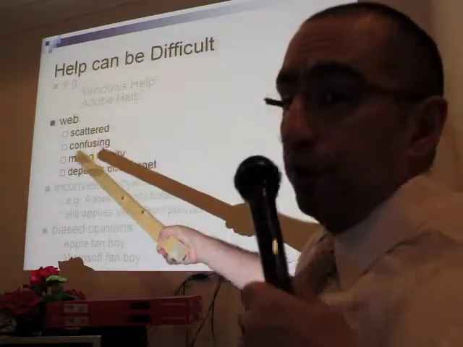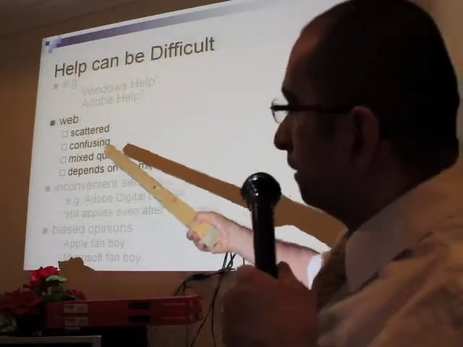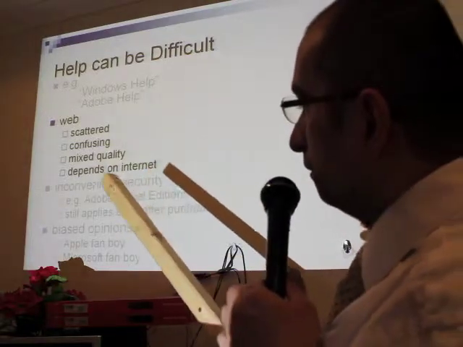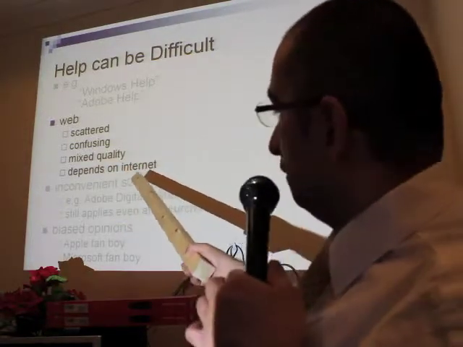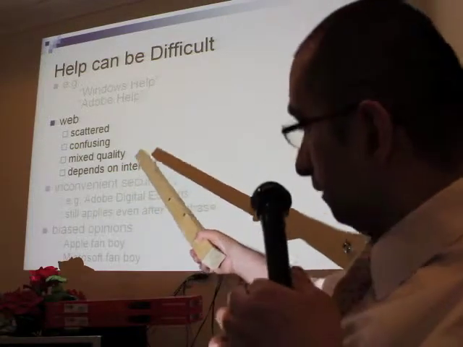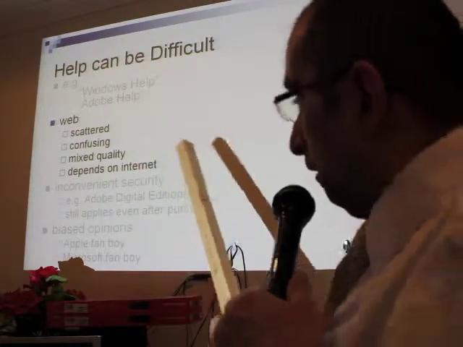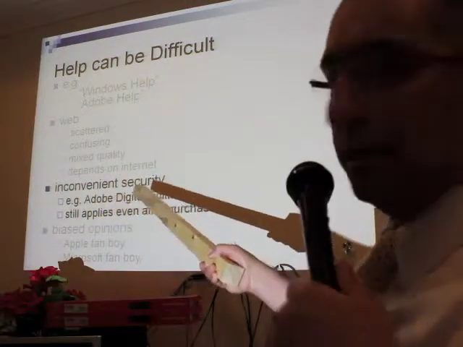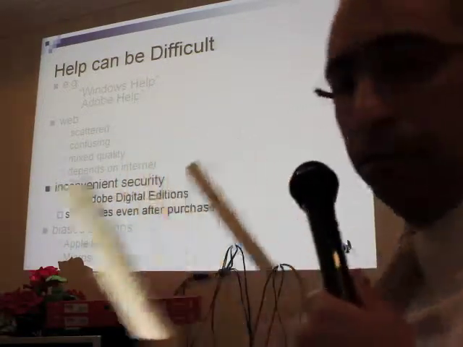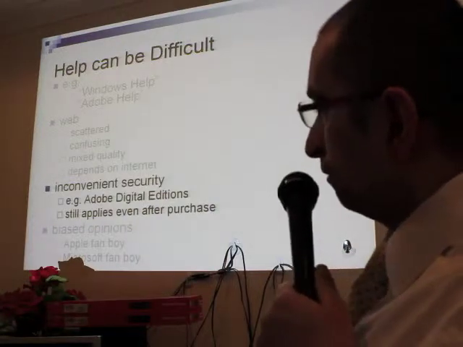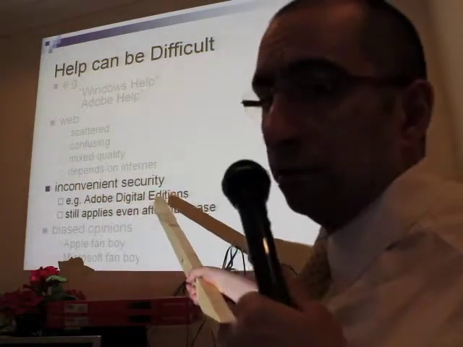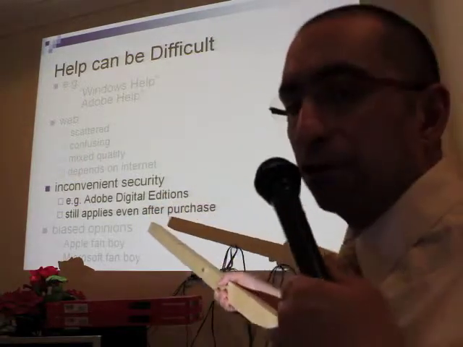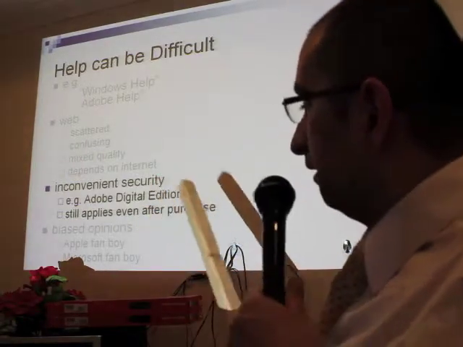You can look for help on the web. The web is scattered, it's confusing, it's of mixed quality, and some of it isn't very good information. Also, you're dependent on a connection to the internet. And of course, there's the security they keep bringing in. You buy a book, and you've got things like Adobe Digital Editions. Even after you bought the book, you still have to go through security. It doesn't just let you have the thing that you bought.